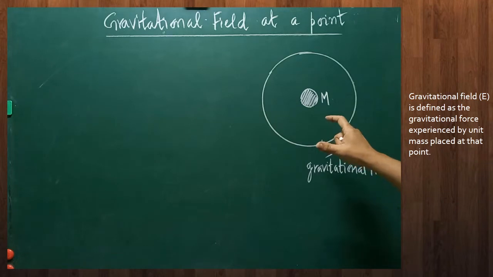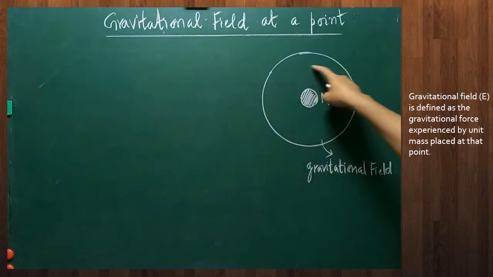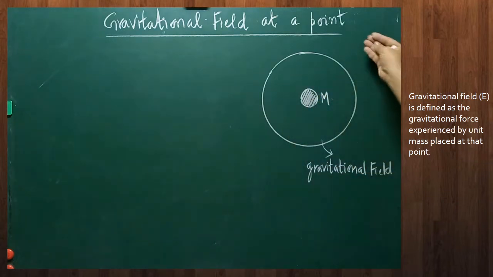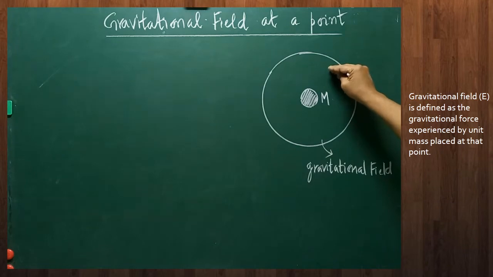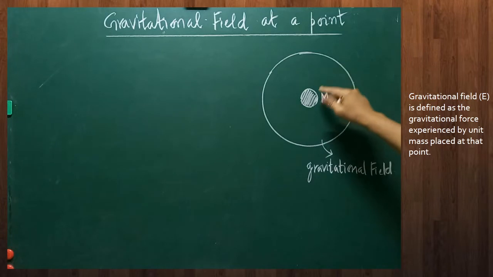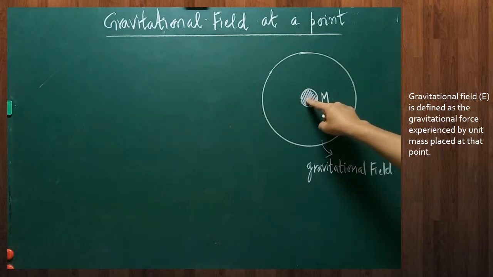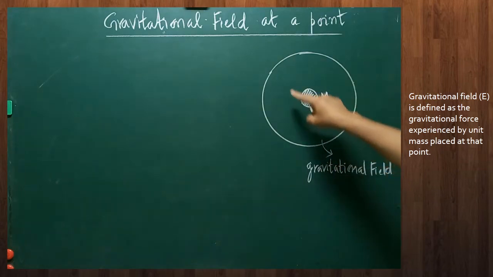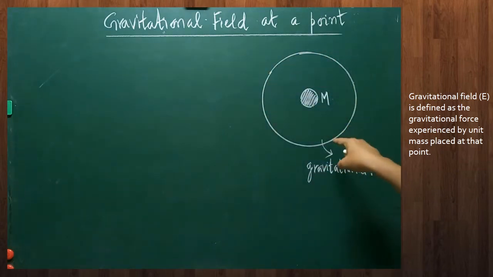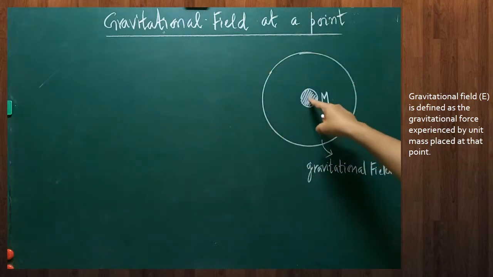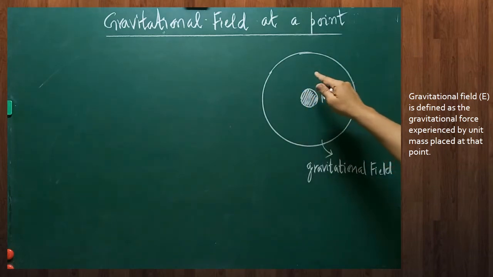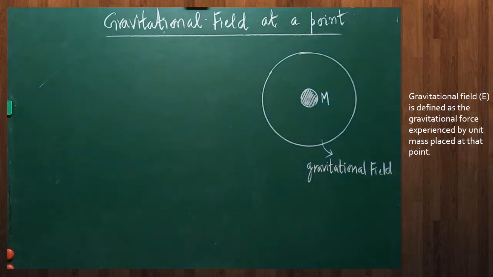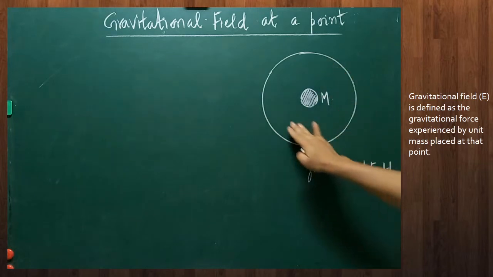Around any mass, there is a space. Within the space, if any other masses are brought, those smaller masses will experience the gravitational force of this gigantic mass. So around any mass we can draw a space. Within the space, its gravitational force will be experienced by other masses. Such space is called, what is this?